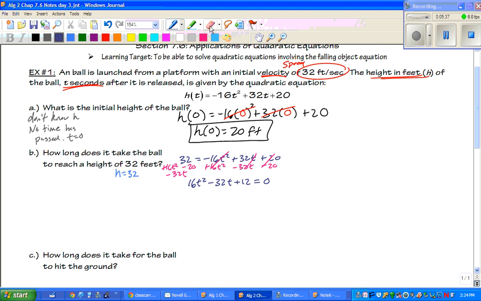Now we can start to factor this. Is there a GCF? Yeah, we can take out a 4 from all of that, and we get 4t squared minus 8t plus 3 equals 0.